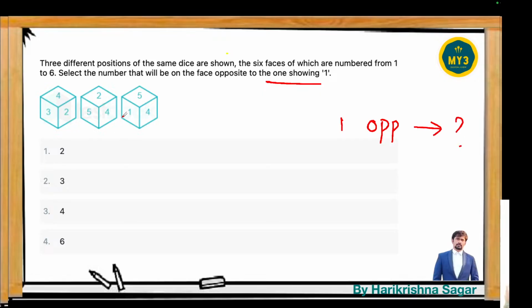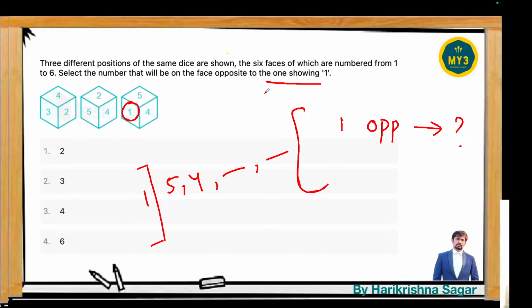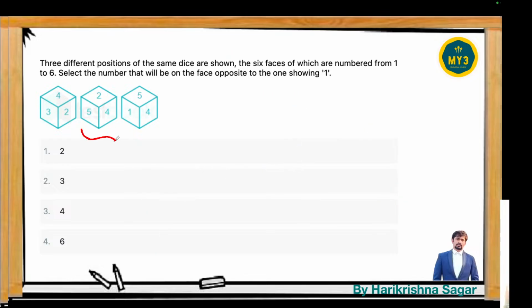If you observe here, 1 is available here. I am trying to apply rule number 1. So 5, 4. By knowing the 4 adjacent sides, I can say what is opposite. But here 1 is not there, so rule number 1 is not going to be helpful to solve the question. That's why I have given rule number 2. Rule number 2 is talking about whenever you see 2 dice with 2 common faces, the leftover faces are going to be treated as opposite.